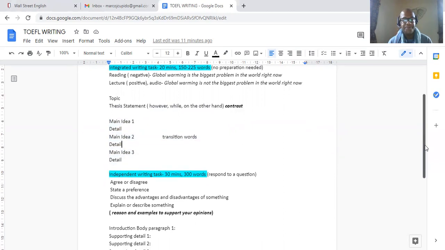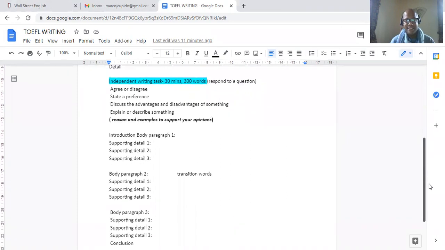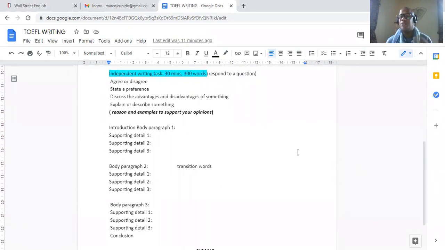Let's continue. The independent writing task. This is where you will be responding to a question. You have 30 minutes and at least 300 words.